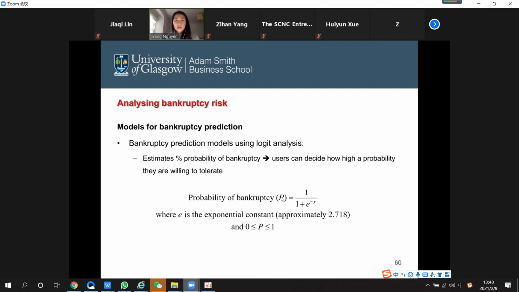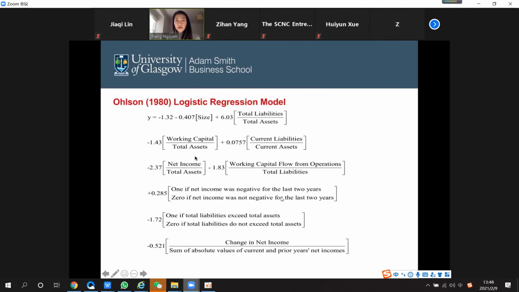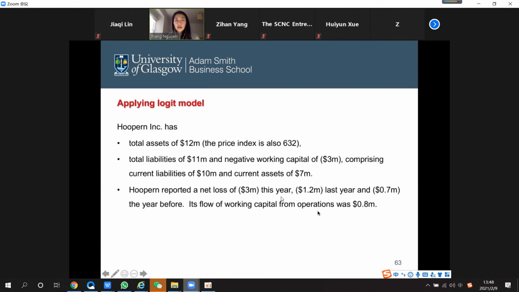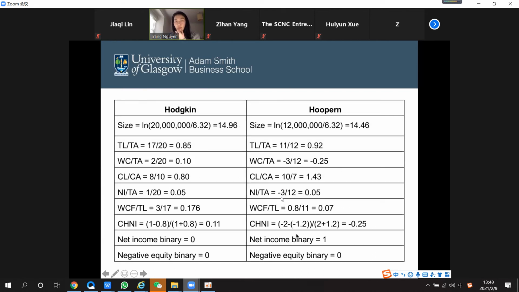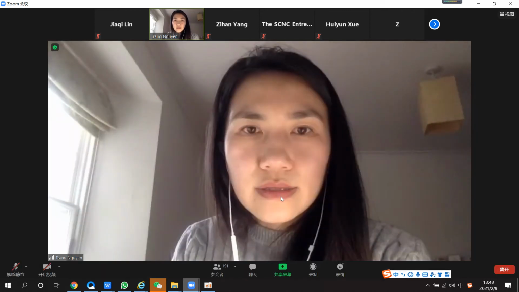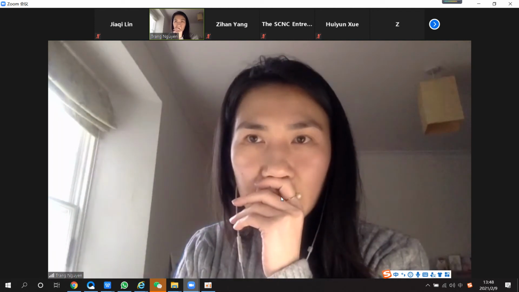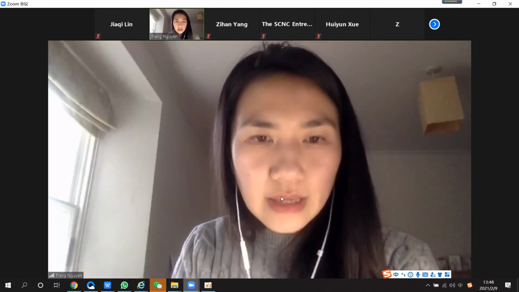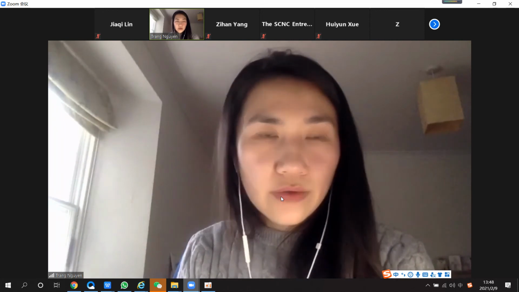So we also have the probability of bankruptcy, and I have also put lots of formulas here for you, with an example for you to look at. So please have a look at those formulas to do financial risk analysis or credit risk analysis. Okay, so that's the main idea today. Do you have any questions?